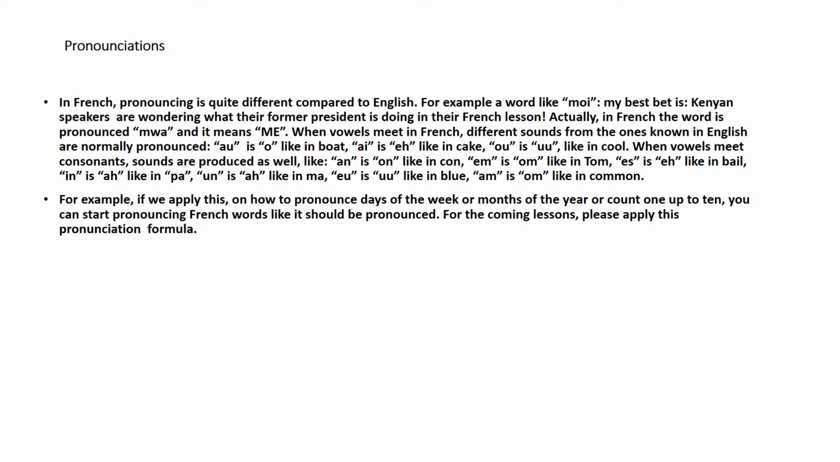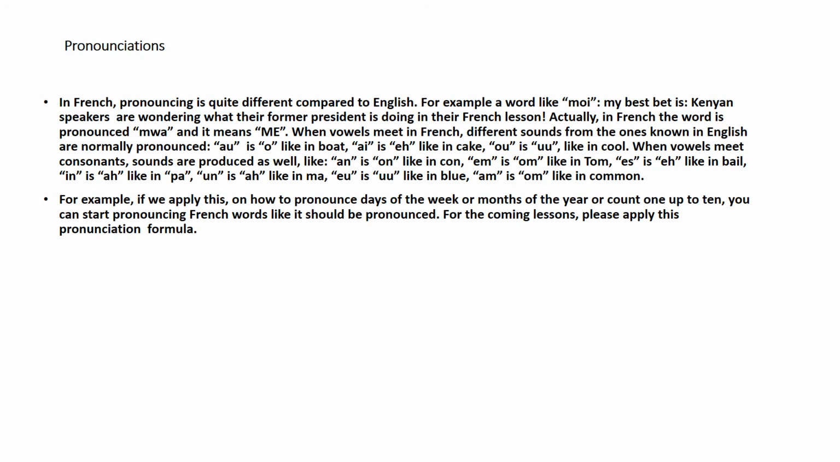AU is O, like in boat. AI is A, like in cake. OU is U, like in cool. When vowels meet consonants, sounds are produced as well, like AN is on, like in corn. EM is like in Tom. ES is A, like in bale. IN is A, like in pa. UN is A, like in ma. EU is U, like in blue. AM is like in common.